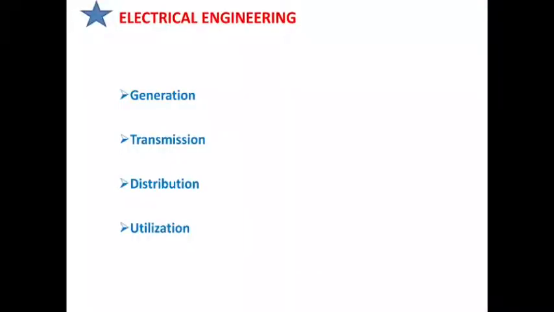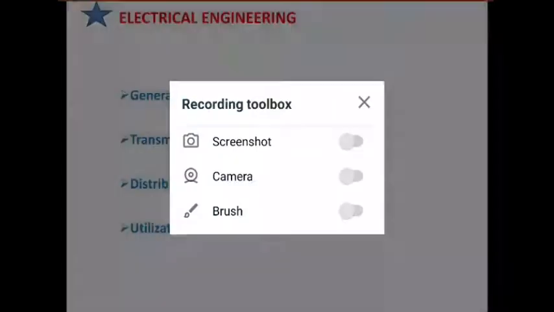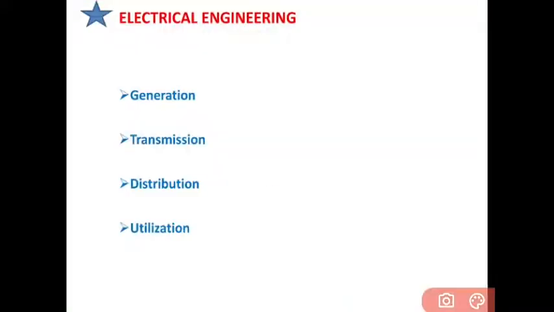It starts with generation, then it has transmission, distribution and utilization. In the part of generation, we can include how the electricity is going to be generated. Before we proceed to generation, let us try to know where electricity was first evolved or discovered.